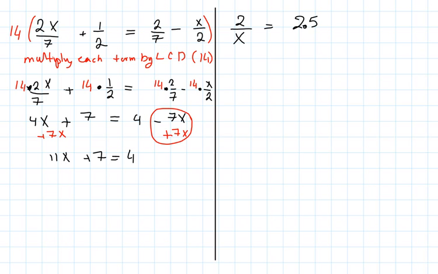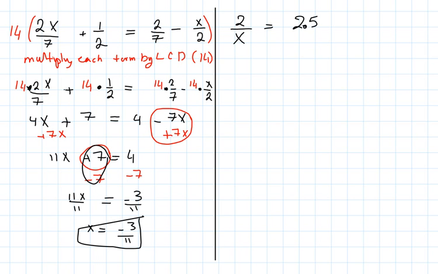And now you get rid of the 7 on the left side by subtracting 7 from both sides, and this way you end up with 11x, these two add up to 0, equals, now 4 minus 7 is negative 3. You divide both sides by 11, x equals negative 3 over 11. Oops, gone out.